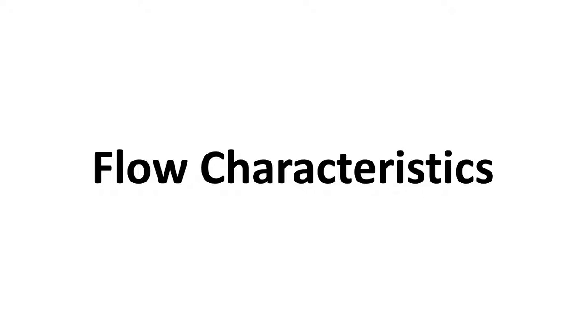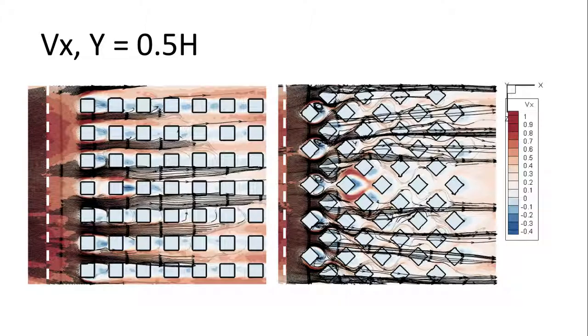We'll first start by looking into the flow characteristics. To gain an overall idea of how the flow field looks, we have created a color contour of the x direction velocity for both the 0 and the 45-degree orientation. The streamlines have also been released at the same height, which is y equals 0.5H, the mid-height of the regular short buildings.